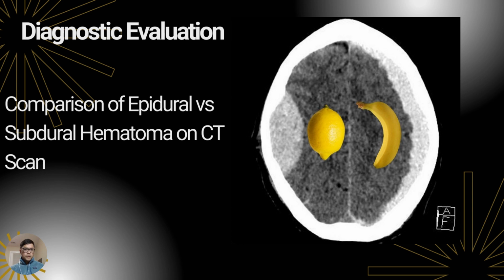Just a quick look at a comparison of epidural versus subdural hematoma on CT. On your left, the lemon picture, that's your epidural hematoma. An epidural acute clot is hypointense and has a lens-shaped appearance, while the subdural appears to be a crescent-shaped mass.